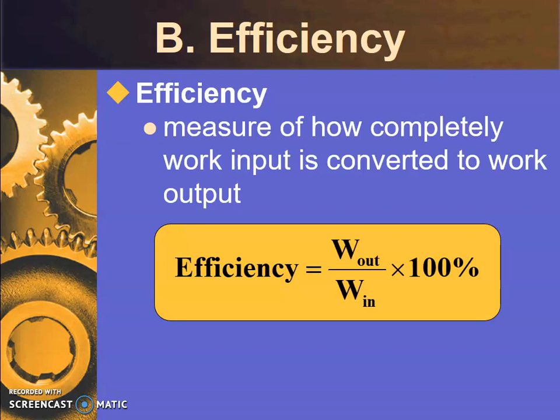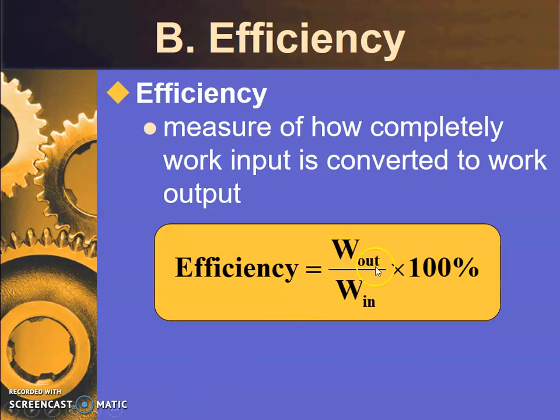So what is efficiency? Efficiency is a measurement of how completely work input is converted to work output. So here is your equation for efficiency. It is equal to the work output divided by the work input times 100%.